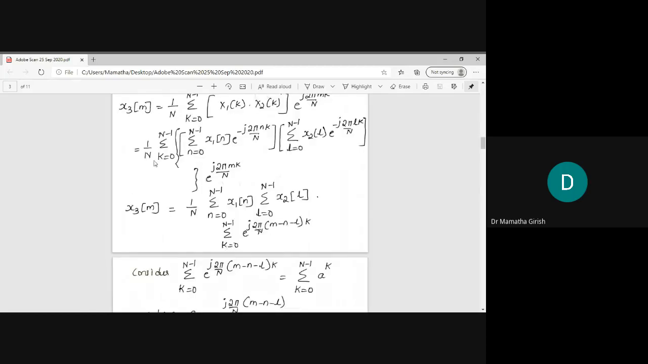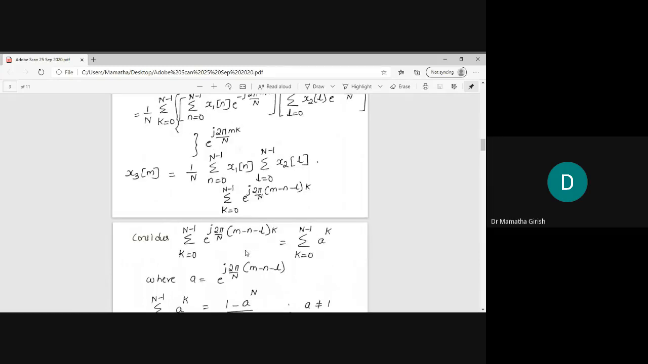In the next step, note that 1 by N as it is. I'm putting the respective terms within the respective summation variables. That is, x1 of n is tagged under this summation, x2 of l is tagged under this summation, and lastly, for the outer summation index k, I'm combining all the three complex exponential terms under one head, because all these three terms are carrying the index k, hence they are tagged under this particular summation.